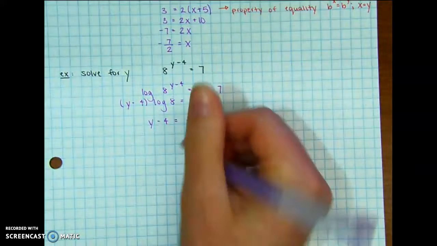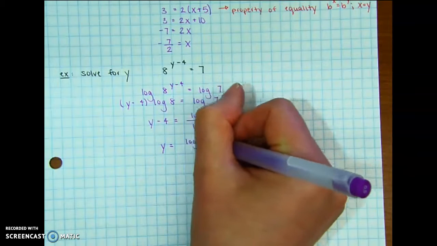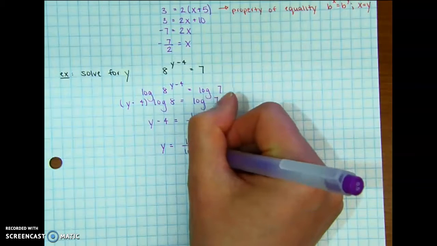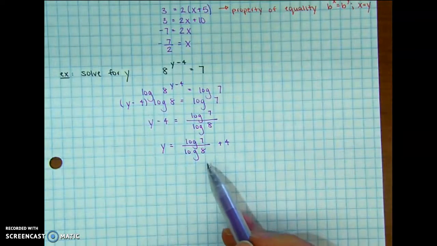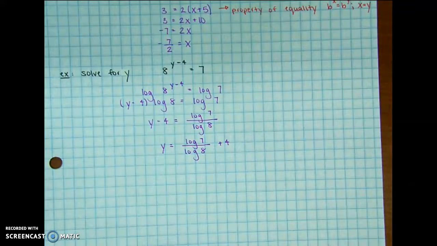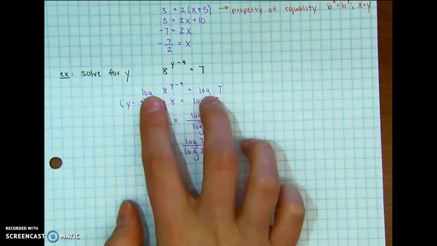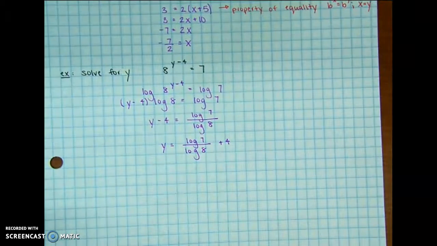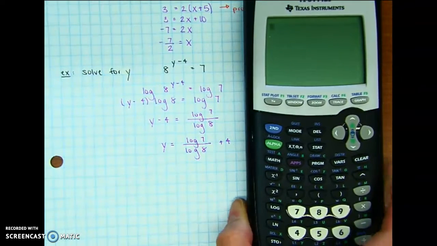And then all that's left to do is to add 4 to both sides. So I'm left with log of 7 divided by log of 8 plus 4. Now this is our exact answer, but you're likely going to be asked for an approximate answer as well. And this is why we took log base 10 of both sides, so then we can just use a scientific calculator. I don't have a scientific calculator with me, I just have my graphing, but we can still do it.